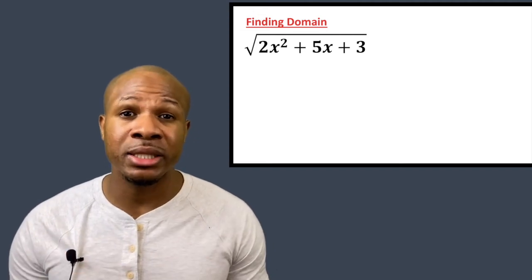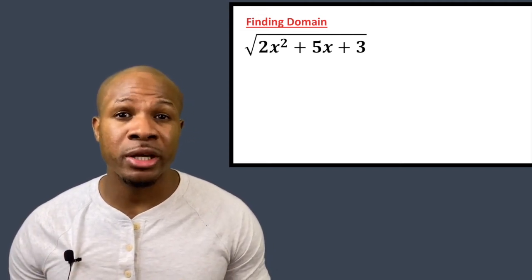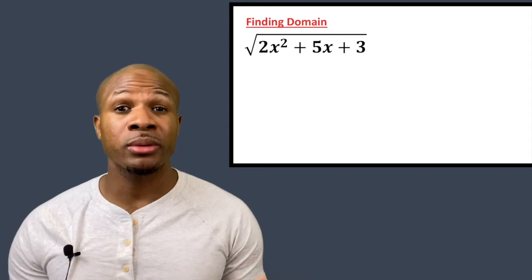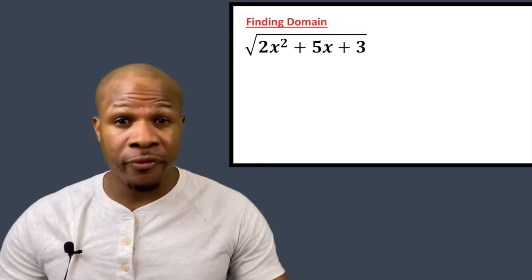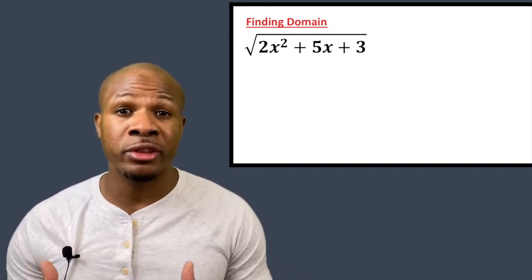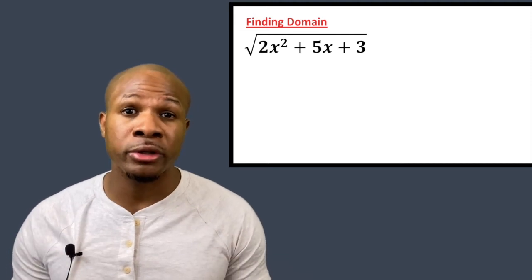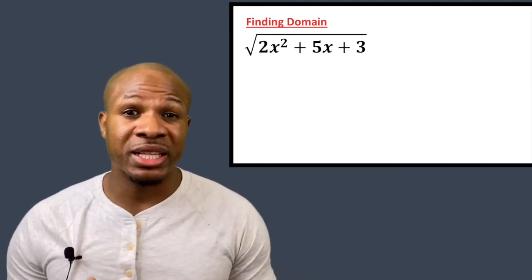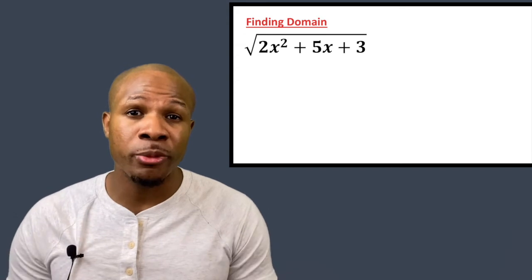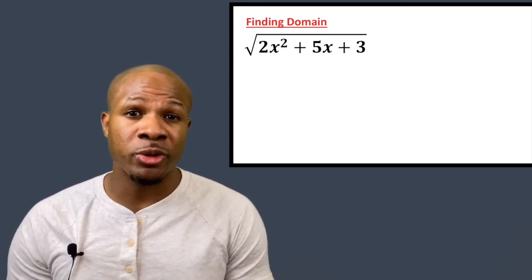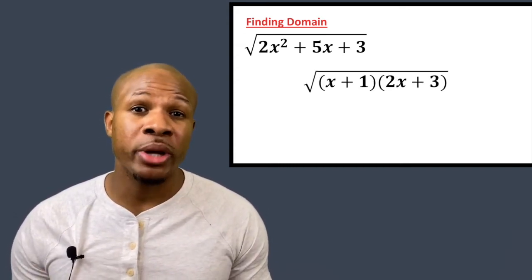So let's go ahead and isolate the polynomial in the square root of the denominator and factor it. And when it comes to factoring polynomials, I've already done a video on that, so go ahead and check that out if you haven't done so already, to make sure that you know how to factor these quadratic equations. We're going to skip that step and directly factor this polynomial. And when we factor this polynomial, we get (x plus 1) times (2x plus 3).